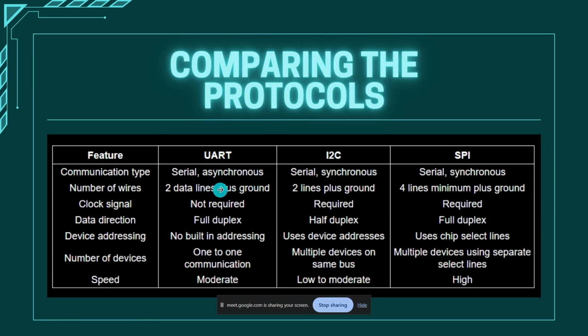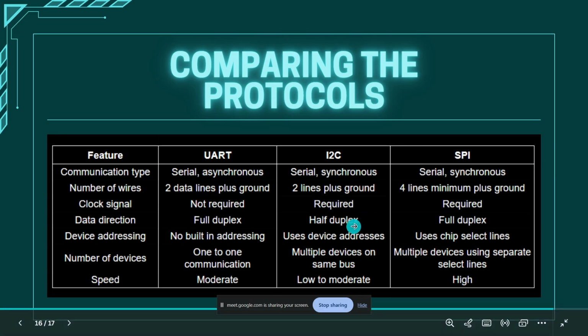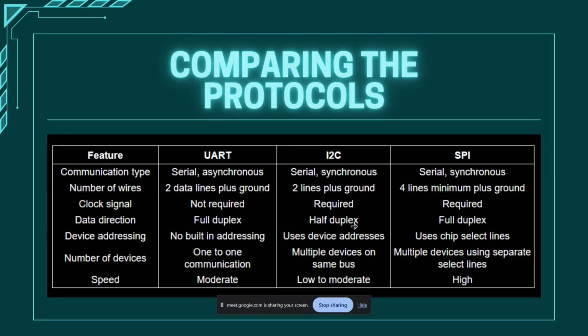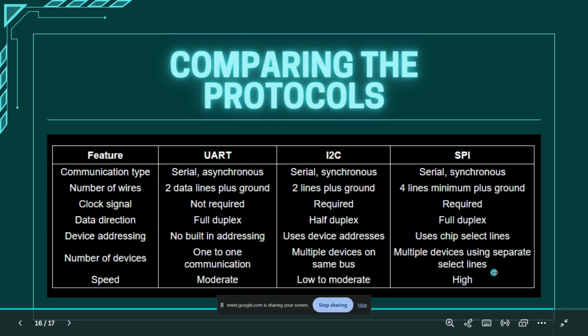So comparing these three, your UART is full duplex. It's a two-lane highway. Your I2C is a single lane road which wants to have traffic from both sides, so it is called half duplex. And your SPI is a two-lane highway, so it's full duplex. It's not a fake duplex like I2C. Asynchronous UART doesn't have a clock. I2C and SPI have a clock. The rest you can ignore as of now.